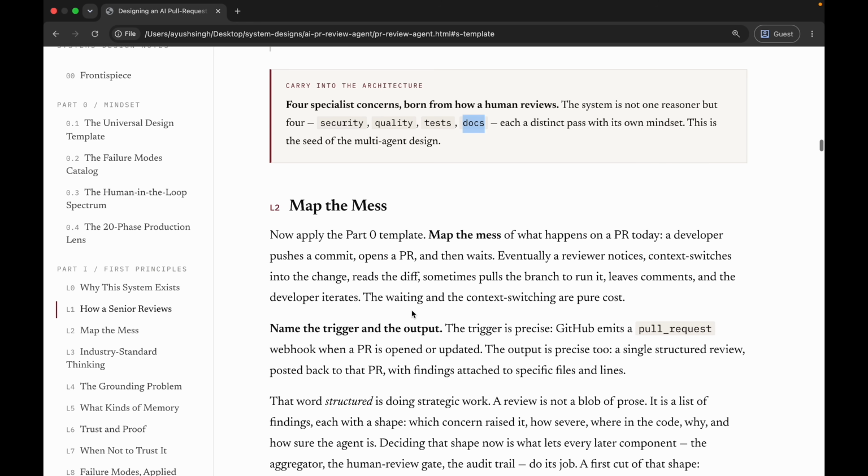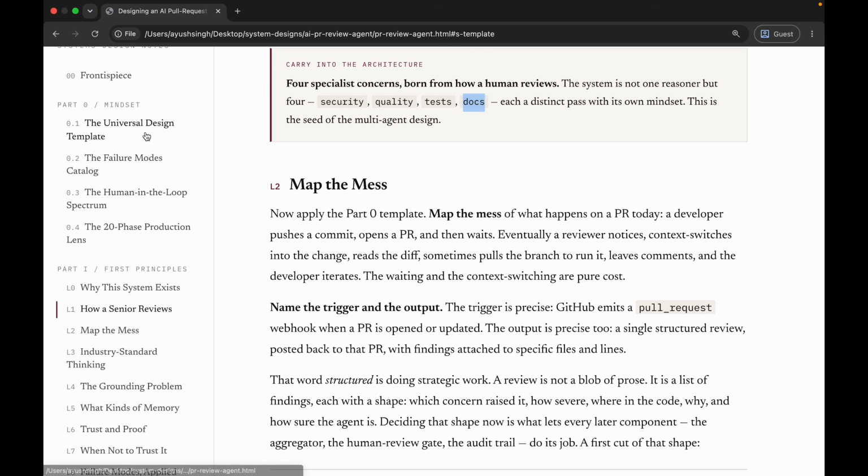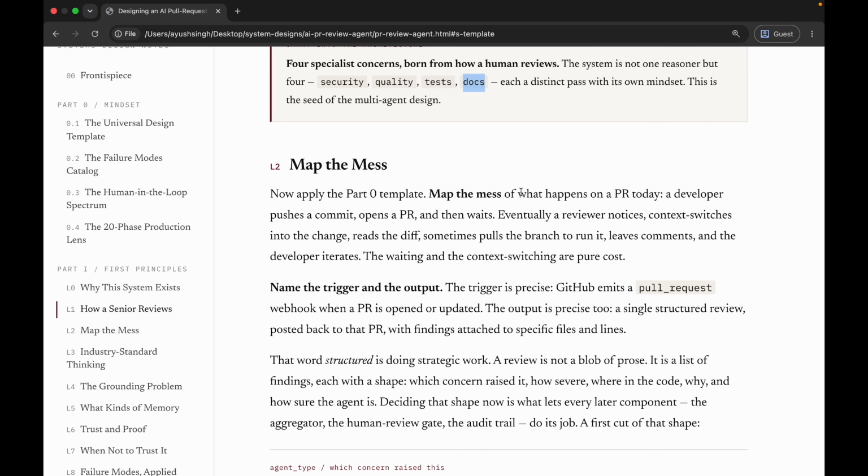But now, we are still not there. Now, our next step was what? According to our design template, is mapping the mess. Is what happens on a PR today.